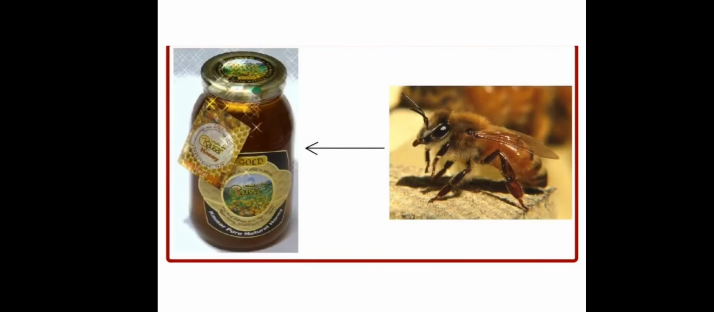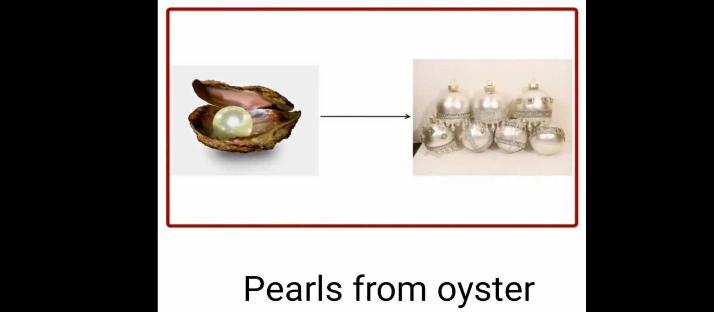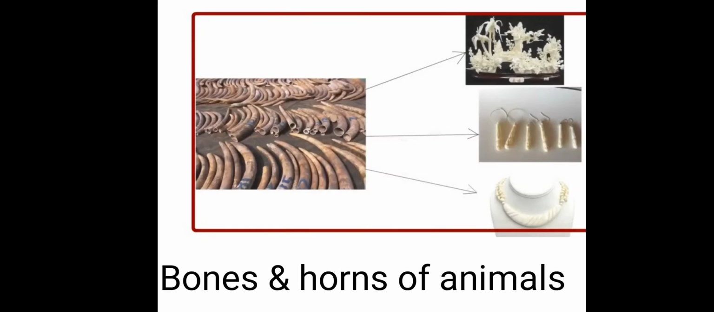And the pearls which are used for making jewelry or ornaments are obtained from the oyster, which is found in seawater. And there are some animals whose bones are used for making ornaments and medicine. You are very familiar with the teeth of the elephant, which are known as tusks. The tusk of the elephant is used to make decoration items and jewelry.